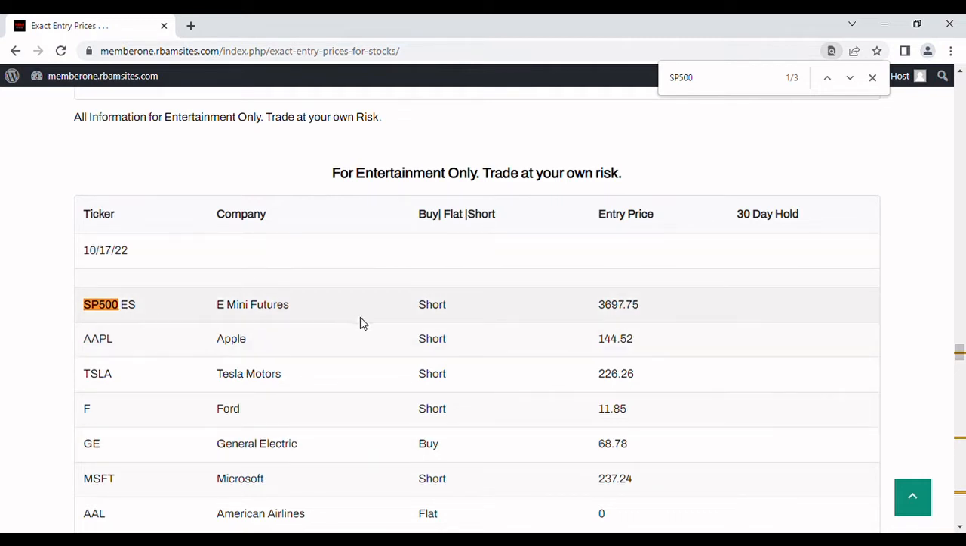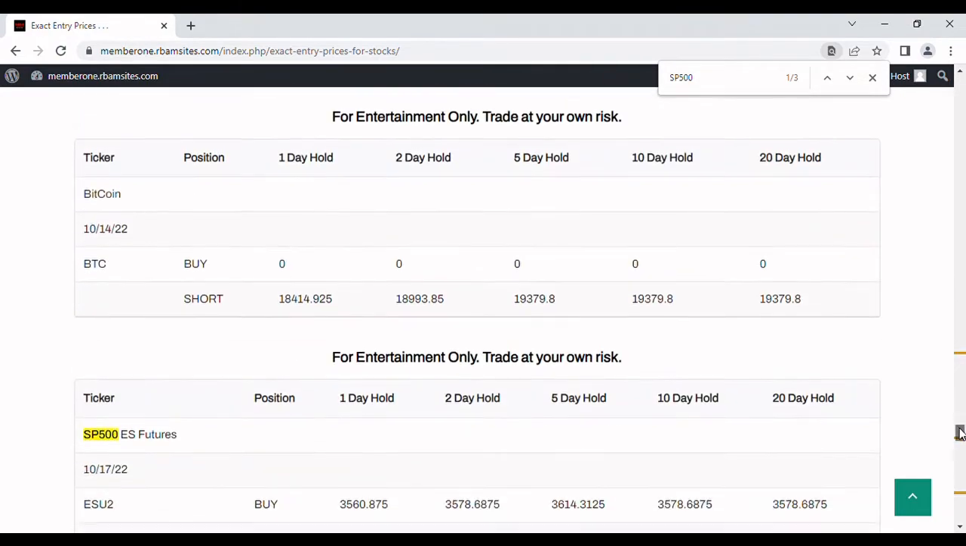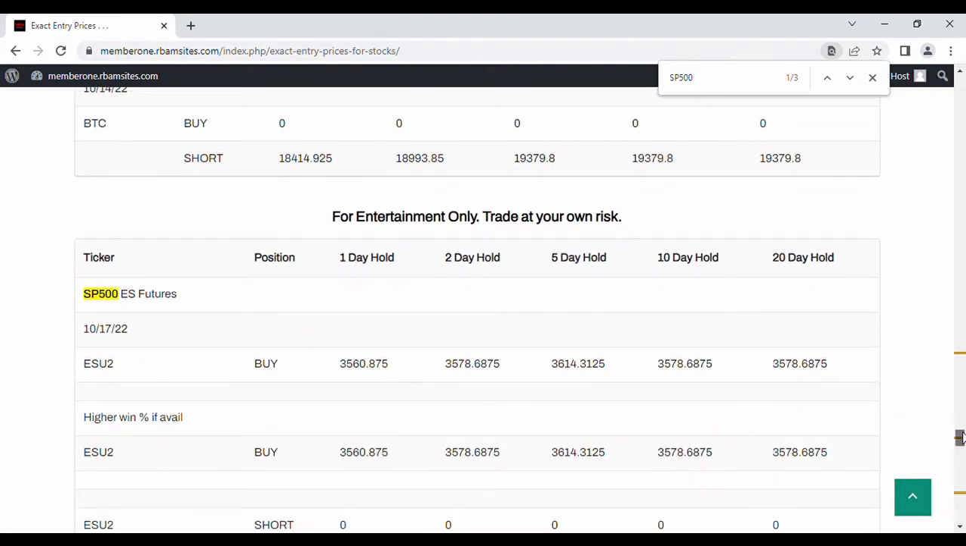You can see the S&P 500 is right at the top. Shows a short for Monday at 36.97. Now, you get in, take your profit as soon as you get it, or you close out, worst case, at the end of 30 days. Now, I realize it's a long period of time. Most people don't want to do that. So let me show you a non-trend following system with much shorter holding periods.